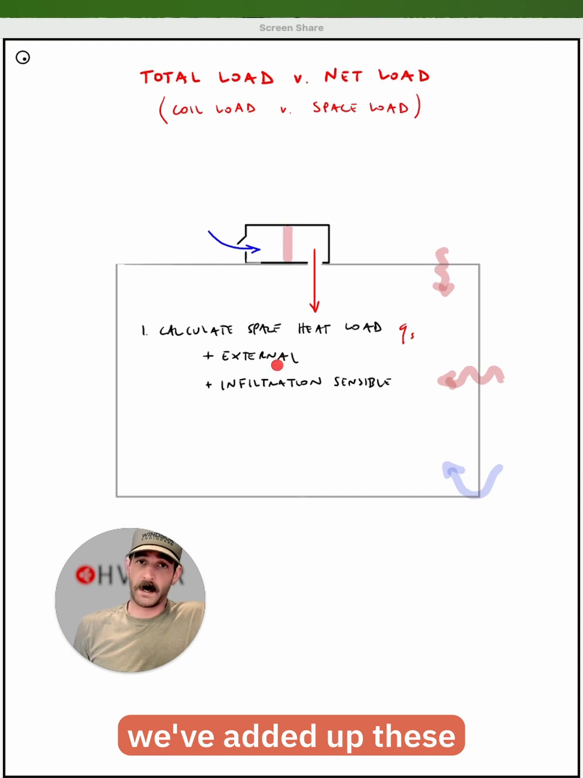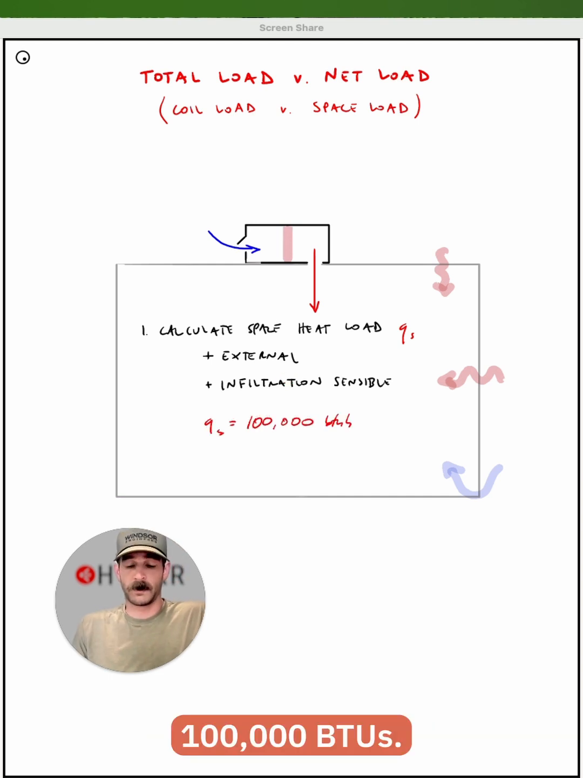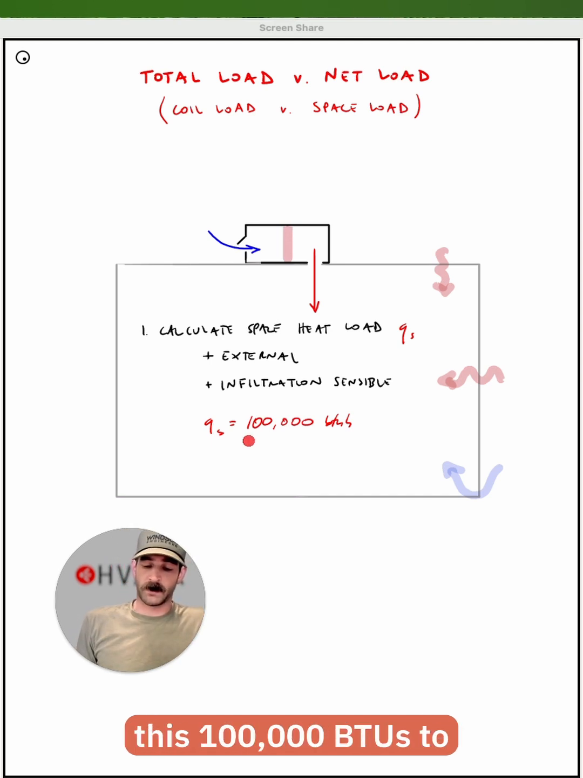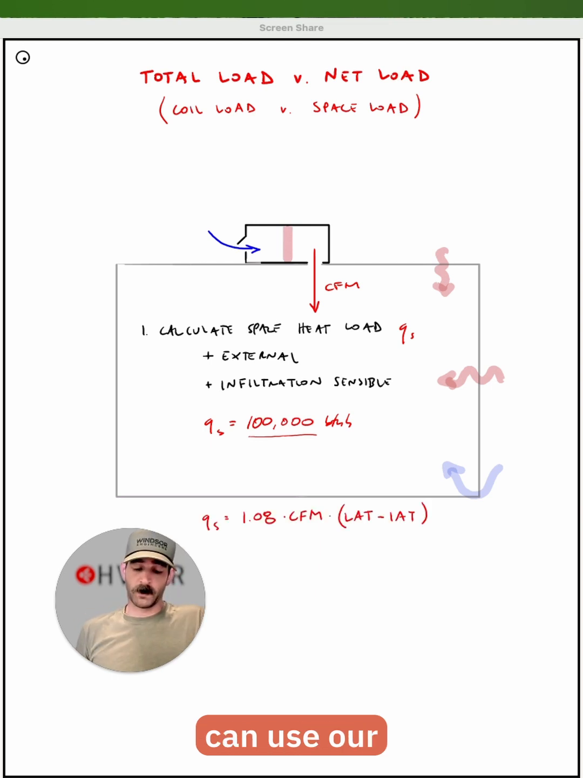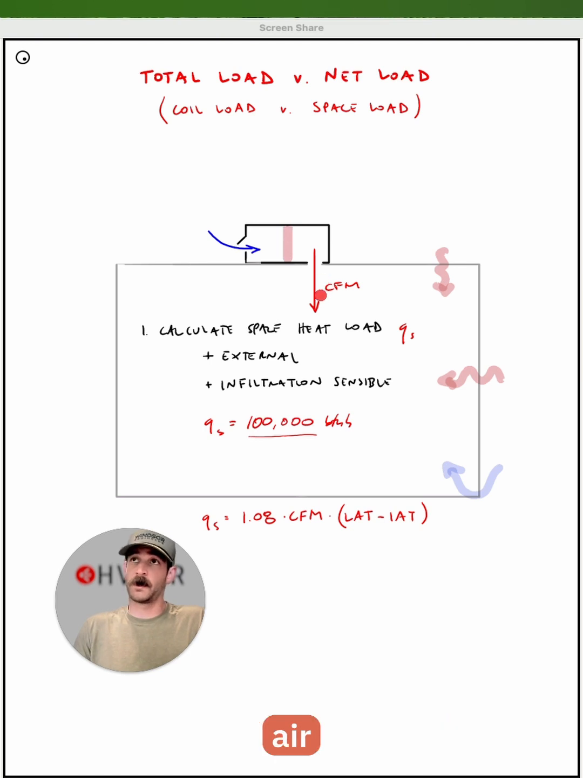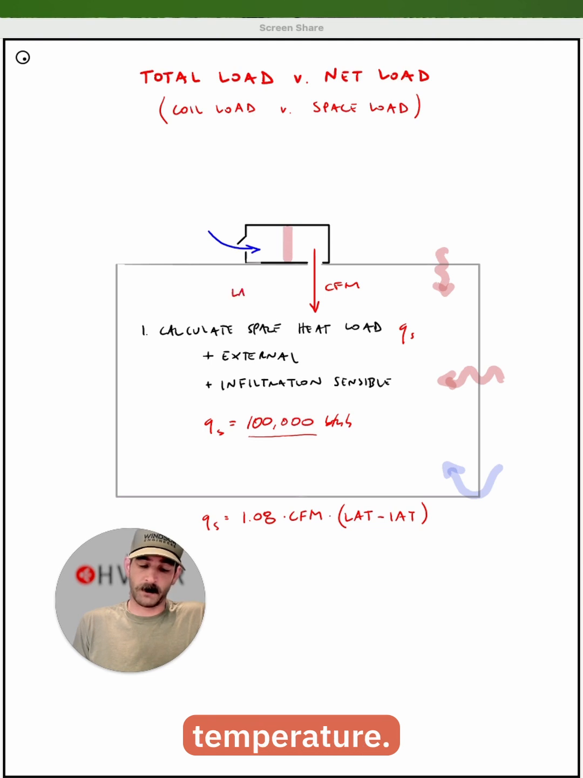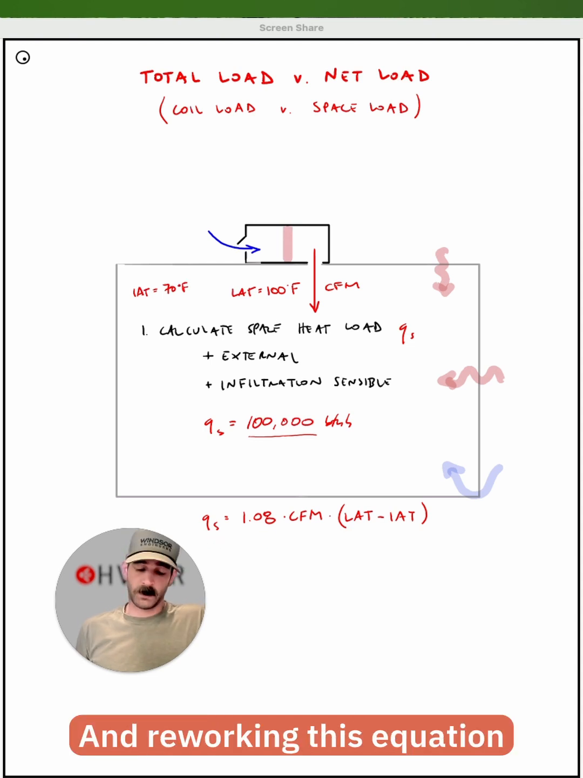Okay, so let's say we've added up these load components and our space heat load comes out to 100,000 BTUs. This is what we need to handle to maintain a comfortable set point in the space. We're going to use this 100,000 BTUs to determine the amount of airflow, CFM, being supplied to the space. How do we do that? For simplicity, we can use our sensible load equation, 1.08 times CFM times the leaving air temperature, that's our discharge air, minus the indoor air temperature, which is our space set point. We specify a discharge air temperature, let's say it's 100 degrees Fahrenheit, and we specify our set point, let's say that's 70 degrees Fahrenheit.